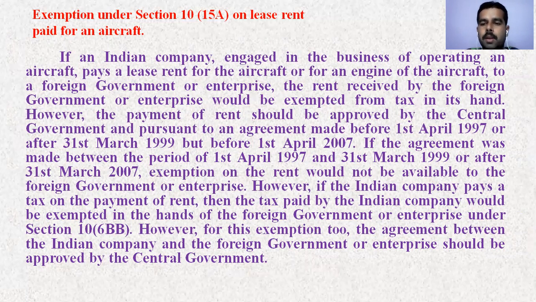And here, if the agreement was made between the period of 1st April 1997 and 31st March 1999 or after 31st March 2007, exemption on the rent would not be available to the foreign government or enterprise. However, if the Indian company pays a tax on the payment of rent, then the tax paid by the Indian company would be exempted in the hands of a foreign government or enterprise under section 10 subsection 6bb. However, for this exemption too, the agreement between the Indian company and foreign government or enterprise should be approved by the central government.